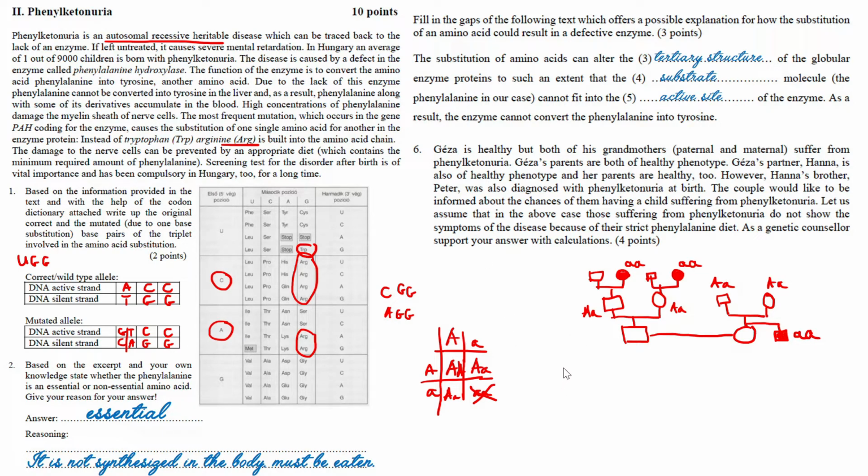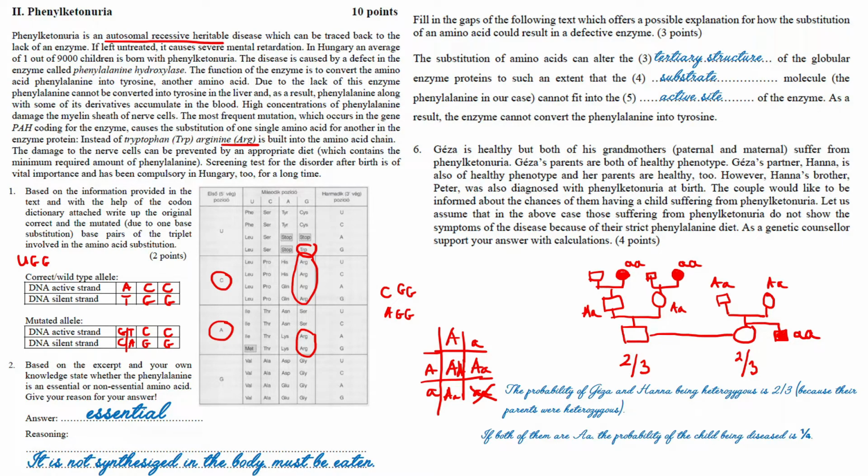Okay, so the probability of Geza being heterozygous is actually 2/3, and the probability of Hannah being heterozygous is also 2/3. So we have to write down in a nice way that the probability of Geza and Hannah being heterozygous is 2/3, because their parents are also heterozygous. The next question that must be answered is what is the probability of their child being ill if they are heterozygous? That is going to be 1/4. Just look at this Punnett square again.